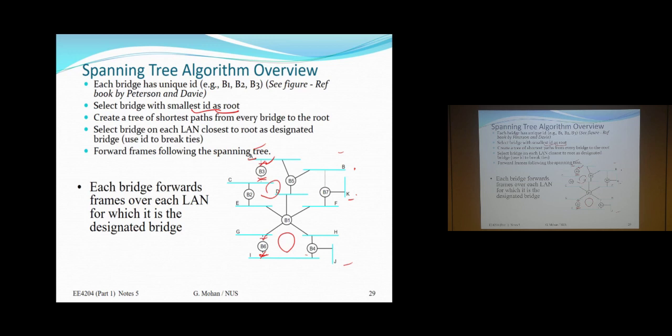Then we will create the set of shortest paths from every bridge to the root. If we find the shortest path to the root from every other bridge, then it will form a tree, the shortest path spanning tree. So now the question is how we are going to find the shortest path from each bridge to the root.